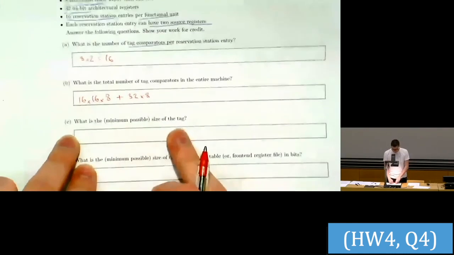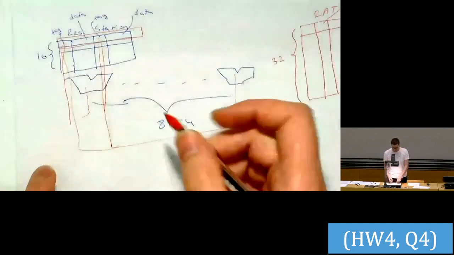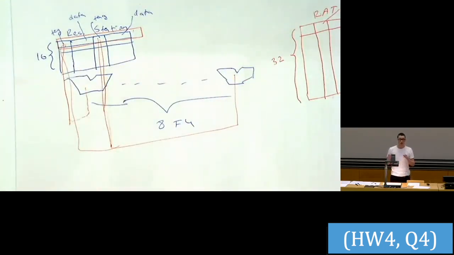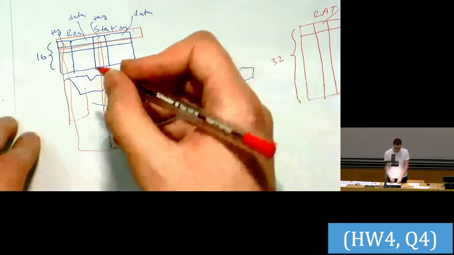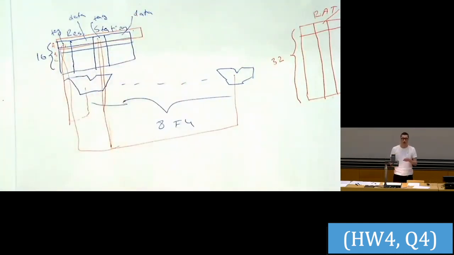What is the minimum possible size of the tag? So this depends on how many entries you have in all your reservation stations, right? As we show here, in a single reservation station, you may have 16 entries for which you can do some computation and produce a result, right? You can remember this from the slides, that we address those as A, B, C, et cetera, right? So basically, those are the addresses of those entries. And you need as many addresses as the total number of entries you have in your system.